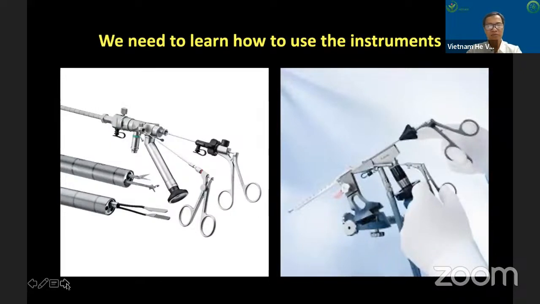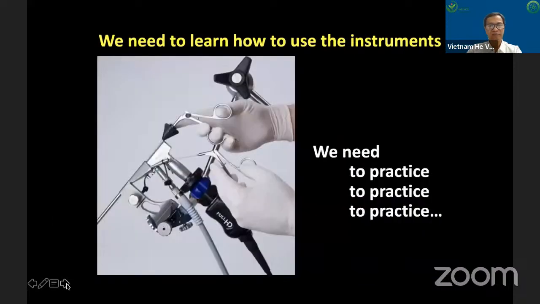You have to learn how to introduce the balloons, instruments, and the seesaw, everything. And I repeat, we need to practice and to practice.